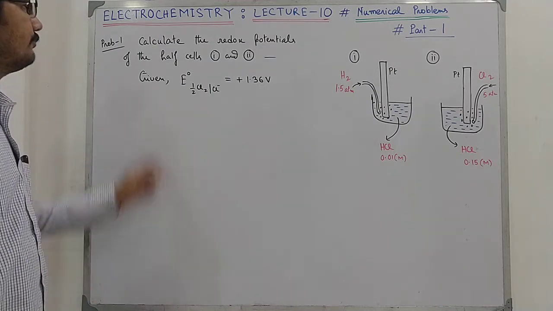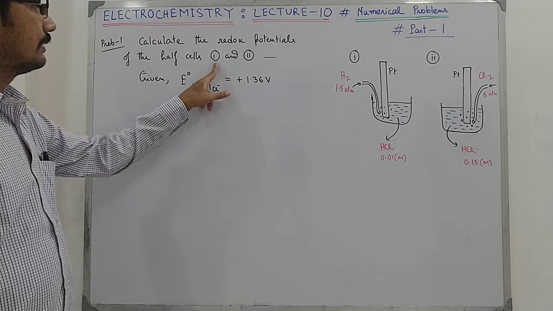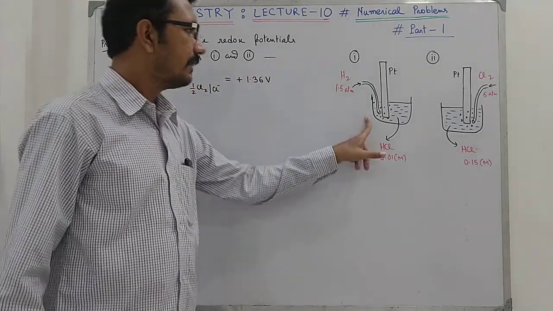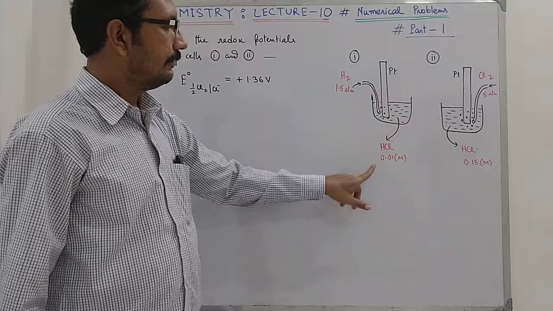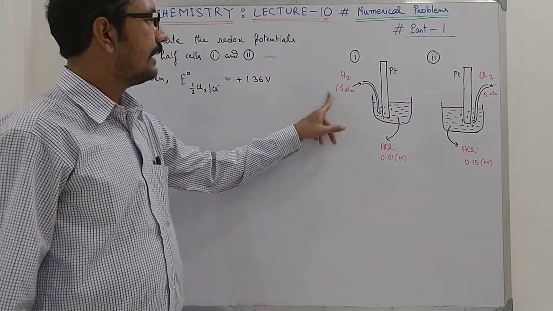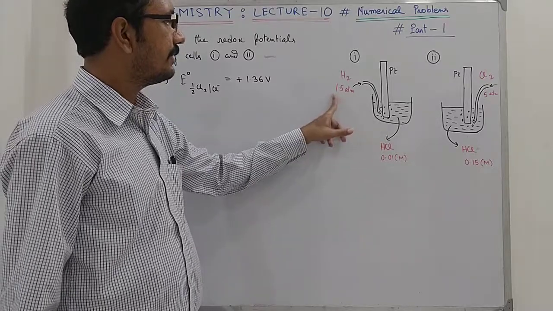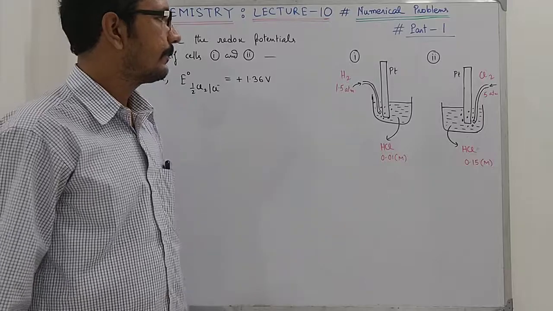It is given: calculate the redox potential of the half cells. 1. This is one half cell. Here you see a platinum rod is dipped in an acid solution and hydrogen gas is bubbled, maintaining the pressure 1.5 atm. The solution is very dilute.